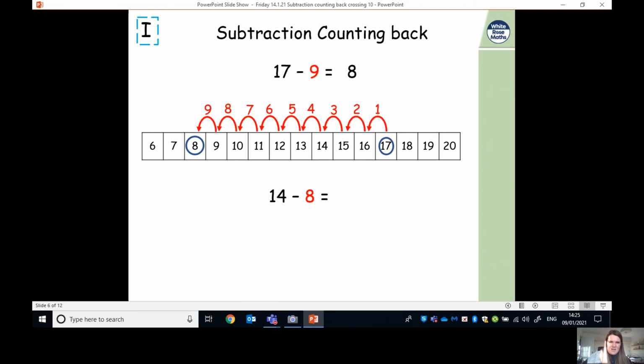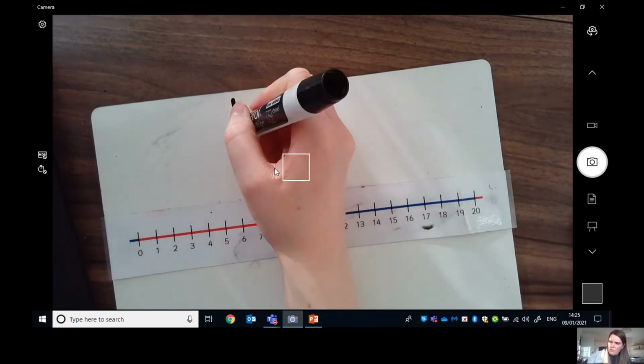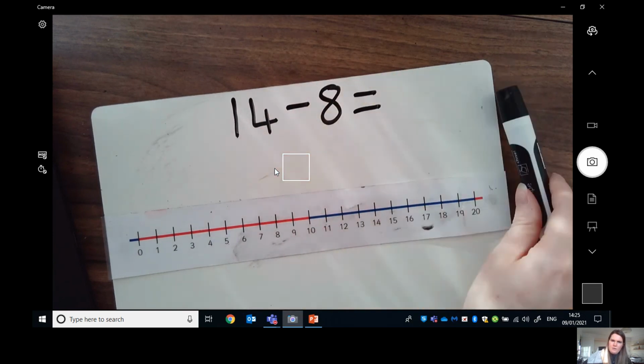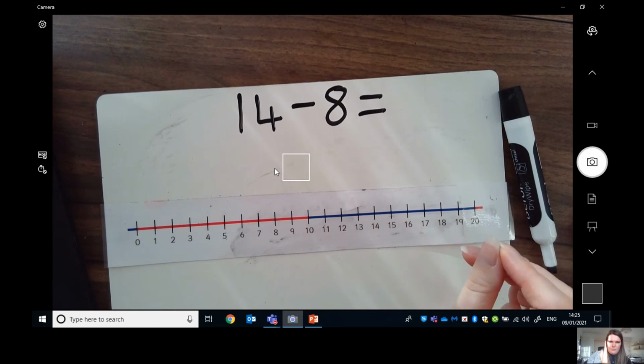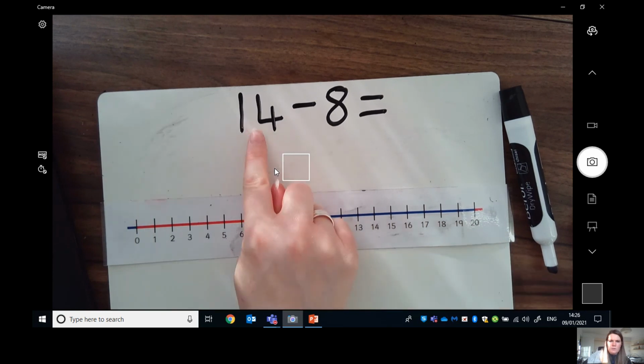Okay. The first thing that I need to do is what? Write my sum. Okay. I'm going to write my sum. What is my sum? 14 minus 8. Okay, let's write that down. 14 minus 8. Okay, I've written down 14 minus 8. Now what do I do? I circle the number. Which number do I circle? The number 14. Well done.